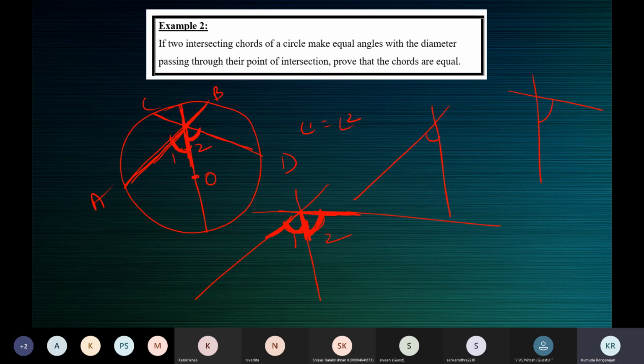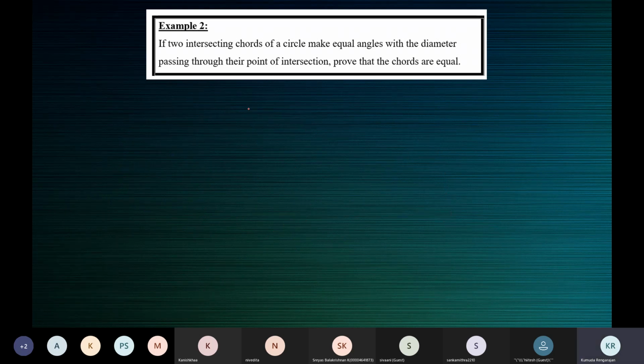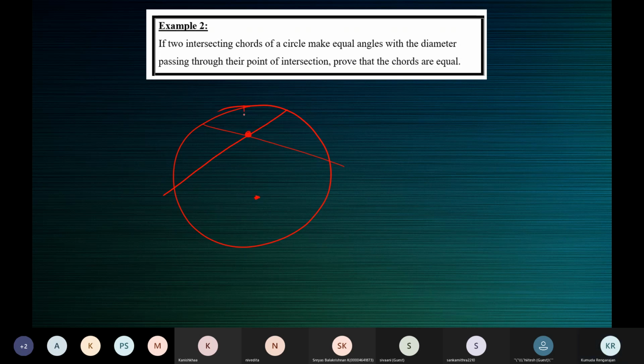Okay, I hope the diagram is clear. The diagram is mostly given. Just in case it's not given, you should know how to make it. So, circle, one chord, another chord, point of intersection, center of the circle, diameter that passes through their point of intersection, chord, diameter, angle 1. Chord, diameter, angle 2. If angle 1 is equal to angle 2, prove that AB is equal to CD.